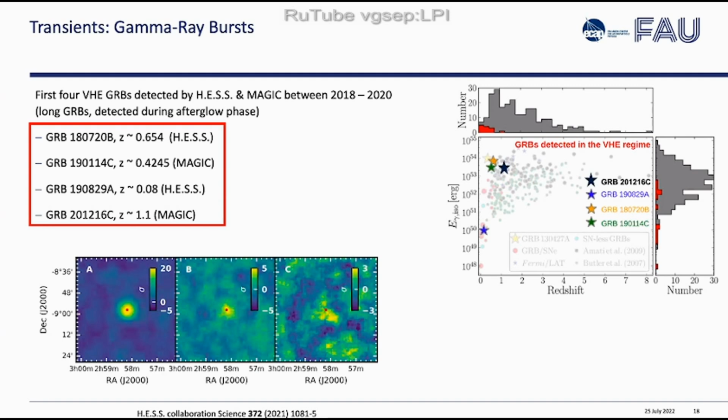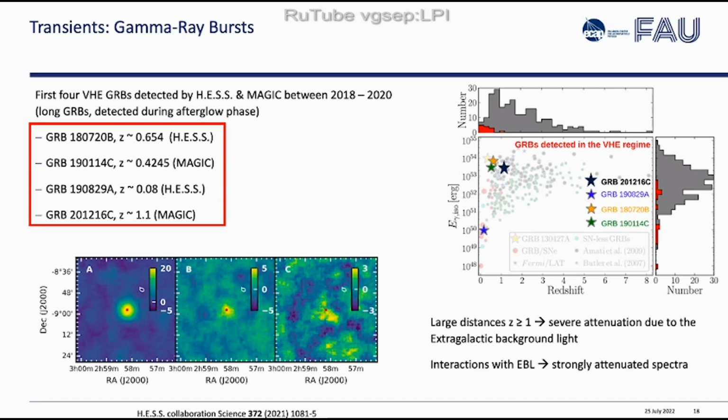And so the question is, why are we just seeing GRBs now? Well, there were several improvements in the response time of Cherenkov telescopes. But additionally, there's an intrinsic challenge. For large distances, which is the majority of GRBs at redshifts greater than 1, there is some severe attenuation due to the extragalactic background light, which absorbs photons through interactions with the EBL on their path to Earth, and this leads to strongly attenuated spectra that can be sufficiently attenuated that they no longer extend into the very high energy regime.